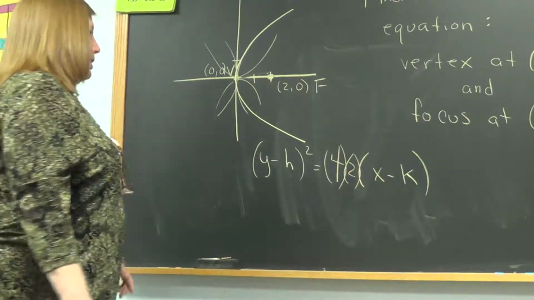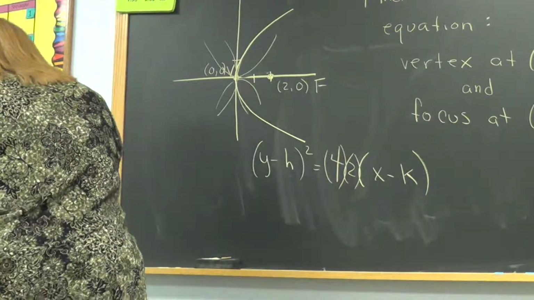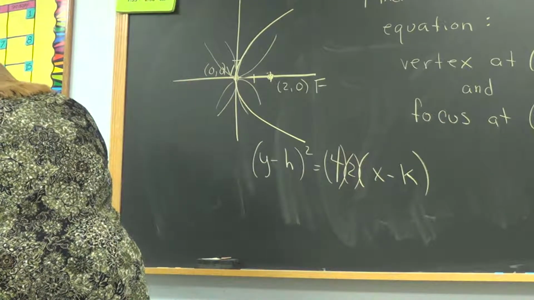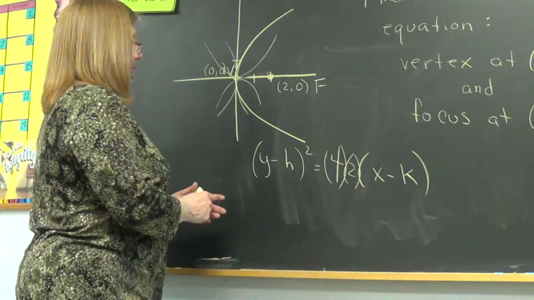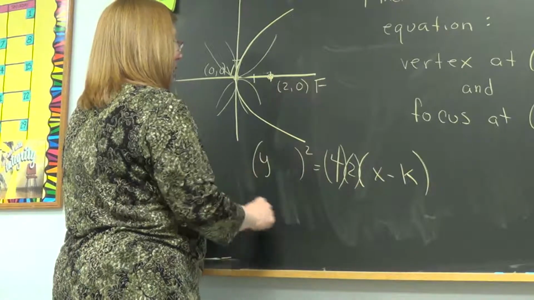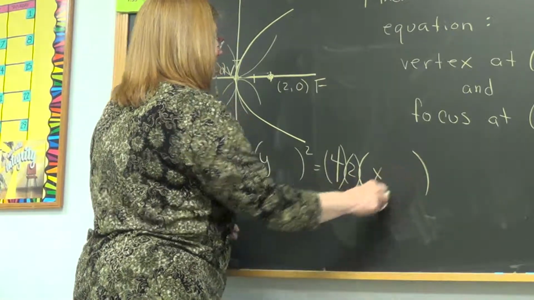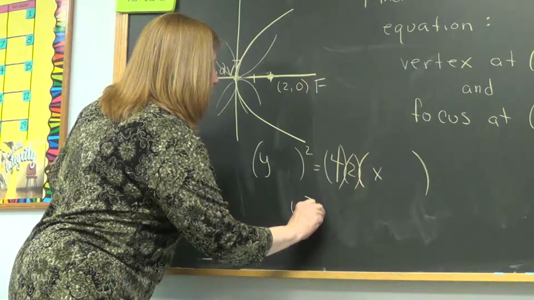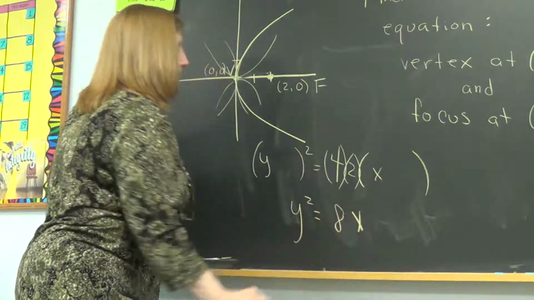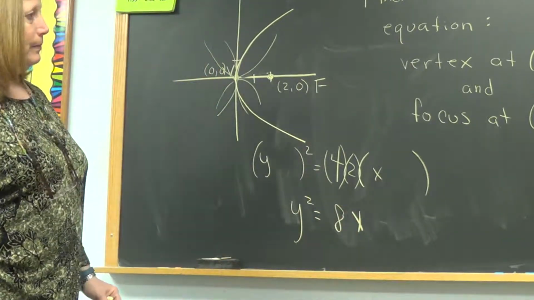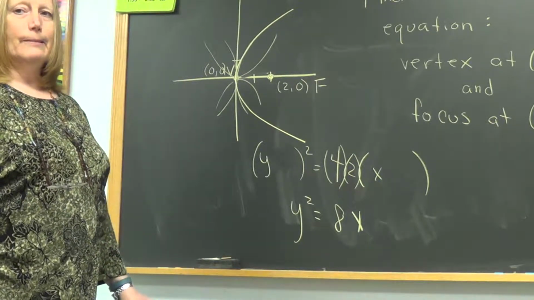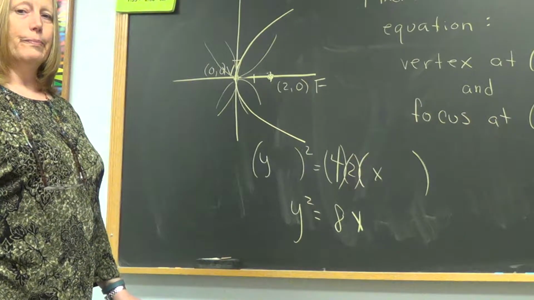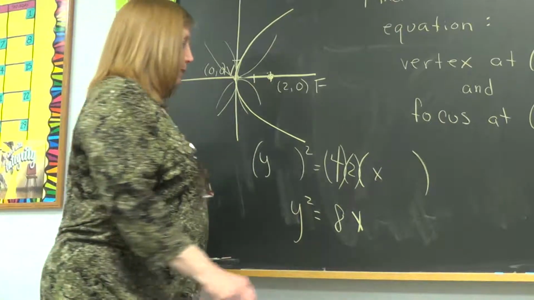What about the H and the K? It would be 0 and 0. Right. On this one, there is no H and K because the origin is also the vertex. So we end up with y squared equals 8x, and that is the correct answer. That's not too bad. Any questions about that? No.